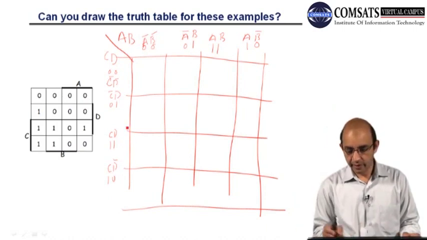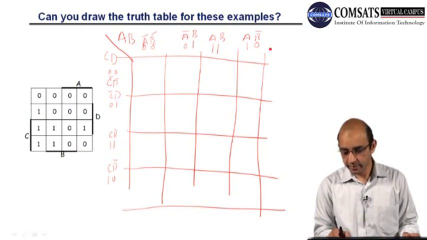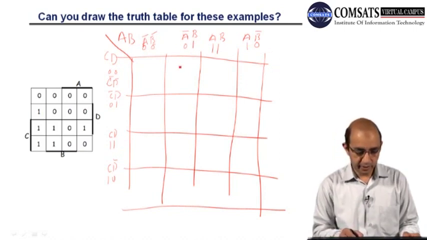So what I can have, I will be having a 1 over here, so it will correspond to A bar, B bar, and then we have C bar, D. And I have a 1 here, so I will be having A bar, B bar, because this is the column, and this is the row, so I will be looking at this row, so I will be having C, D.